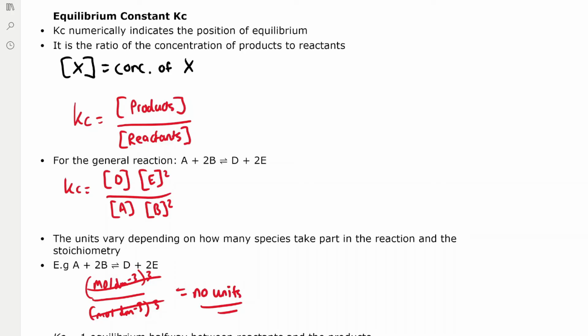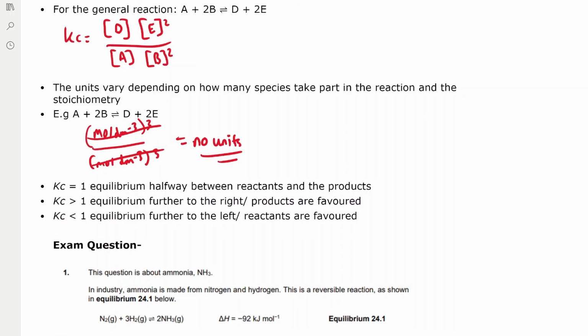So for example, we have 2B, so that means we do B squared, and we have 2E, so that means we do E squared. The units of Kc vary depending on how many species take part in the reaction and the stoichiometry of the reaction. So for example, in the reaction above, we have A plus 2B going to D plus 2E. And for each reactant and product, we have mole per dm cubed. So on the top of the equation, we have mole per dm cubed to the power of 3. And on the bottom, we have mole per dm cubed to the power of 3. So both of these units cancel out, and that leaves us with no units.